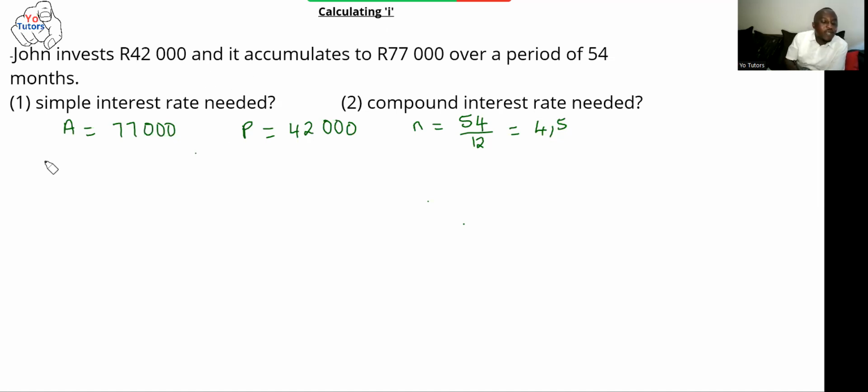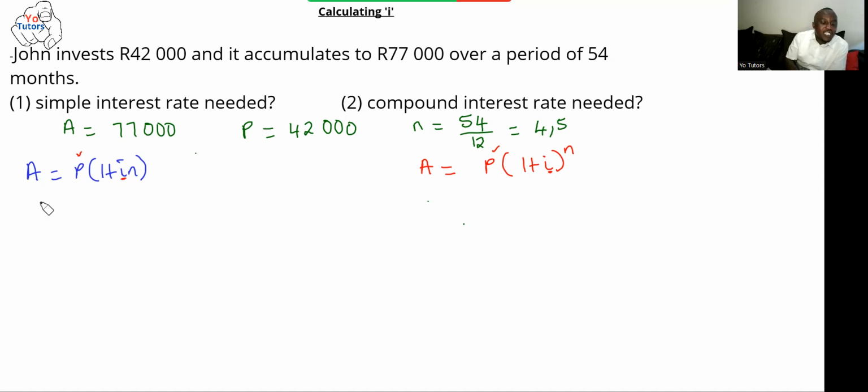In this case we know the two formulas that we use. For simple interest, it's A is equal to P(1 plus IN). For compound interest, A is equal to P(1 plus I) to the power of N. Now, what do we do here? We are looking for I, so we need to make I the subject of the formula. How do we do that? We're going to first divide by P, so we need to get rid of P first, on both sides.